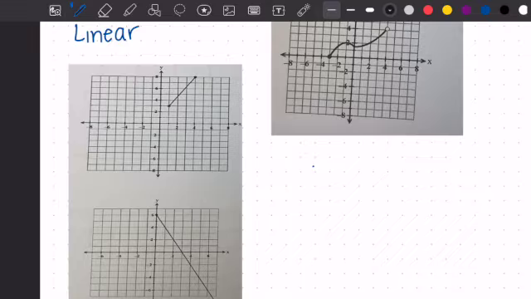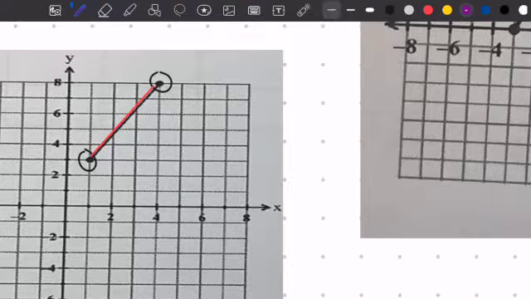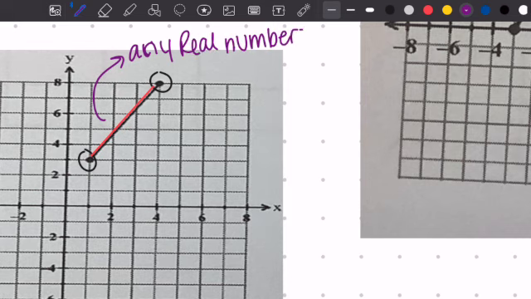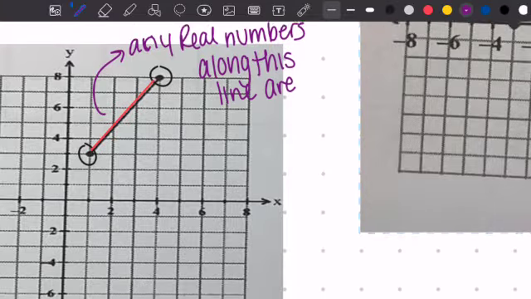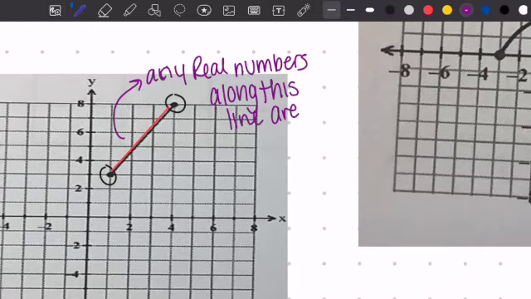Okay, down here, let's talk about a linear equation. A linear is when we usually have two dots that are connected by a line. This line tells us that any of these numbers along this line are possible. Any real numbers along this line are possible.